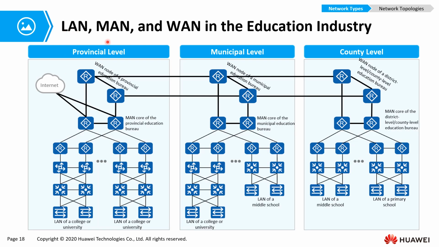You can see this topology represents LAN, MAN, and WAN. We have the LAN of a college or university, and college number 1 and college number 2 are connected to each other through a MAN, Metropolitan Area Network. These colleges or universities are also connected to each other through a WAN, Wide Area Network.